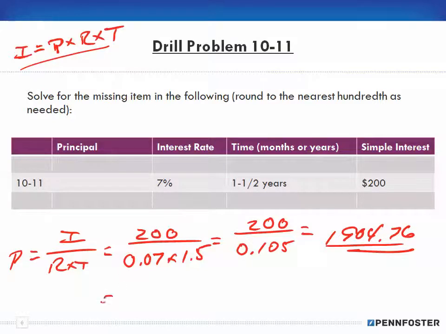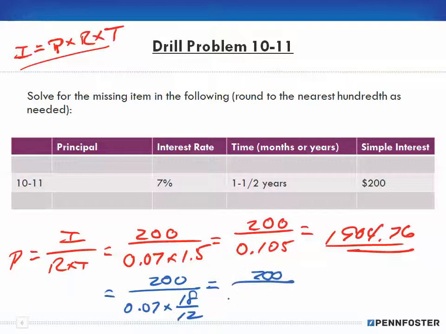Or I could have done it like this, 200. Actually, let me erase that and use a different color. So I have 200, and that would have been over 0.07 times 18 months over 12 months, okay, which would have equaled 200 over 0.07 times 1.5, because when I divide 18 by 12, oops, I end up with 1.5, sorry about that.